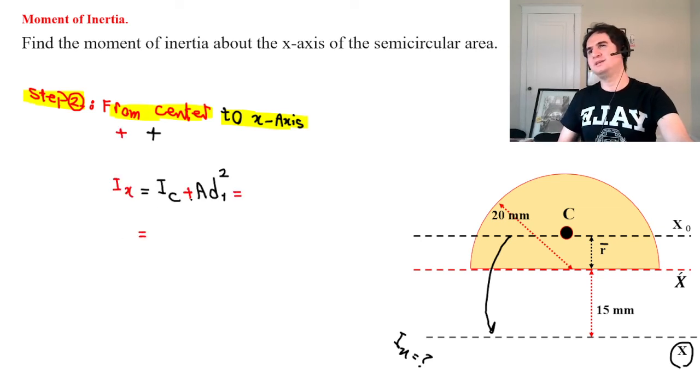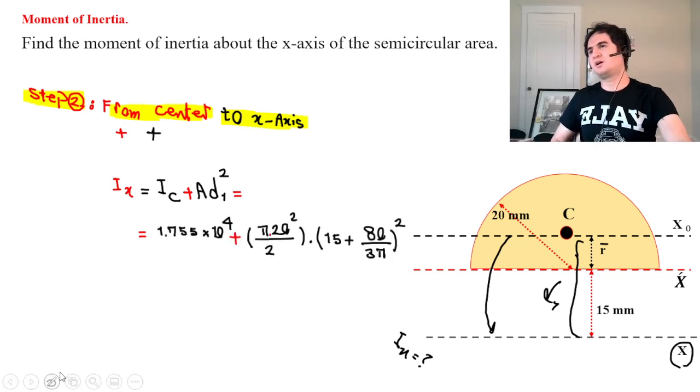So then Ix is I centroid plus A d1 squared, and d1 is a combination of r bar plus 15, which we already calculated. r bar is d. So IC, we already calculated, and A is again pi times 20 squared over 2, half of that. And d1 is this time 50 millimeters, which is this distance, plus r bar, which is 80 over 3 pi, all in parentheses to the power of 2.